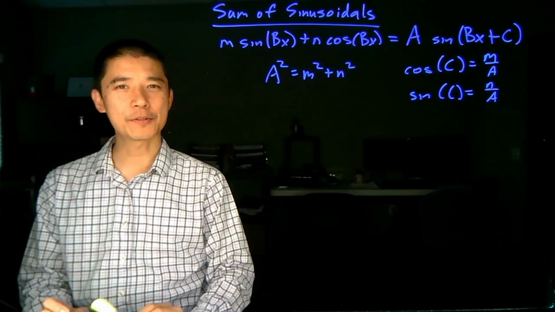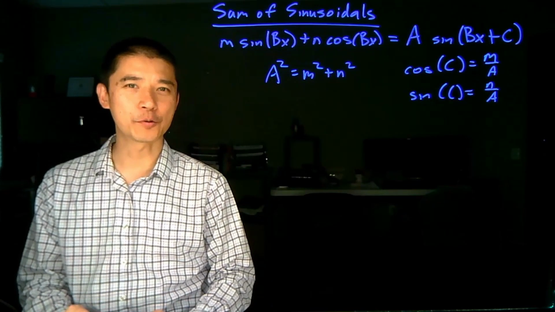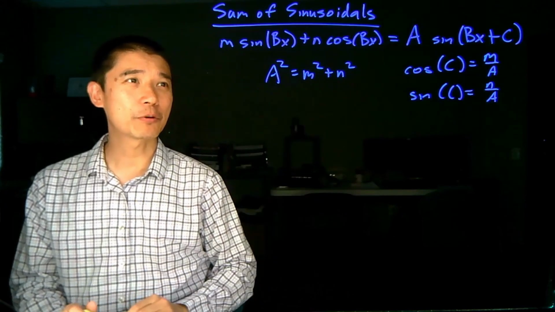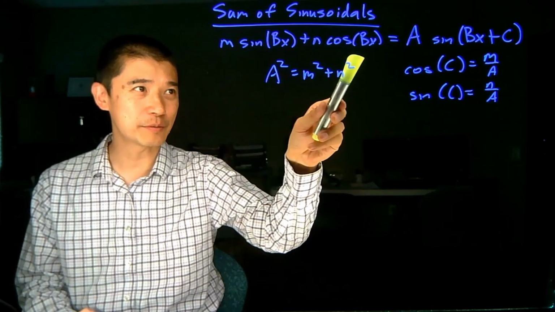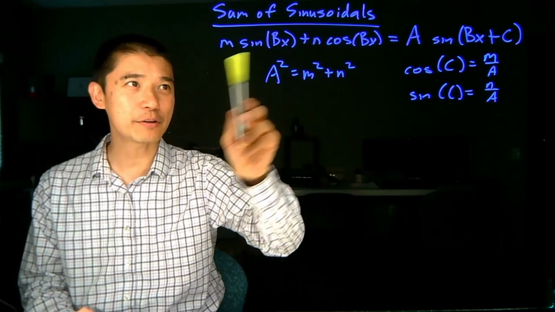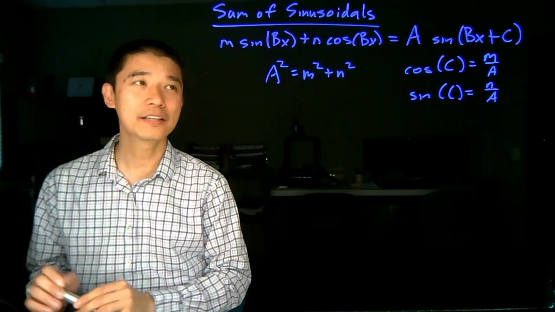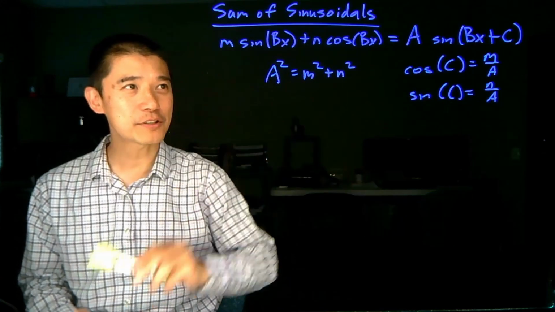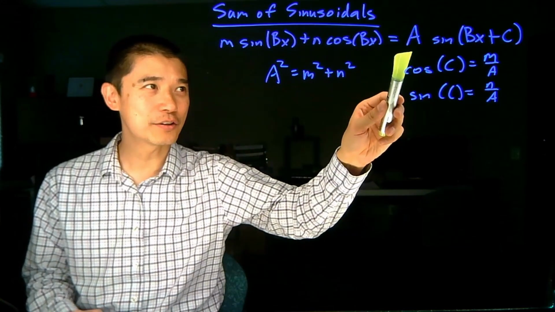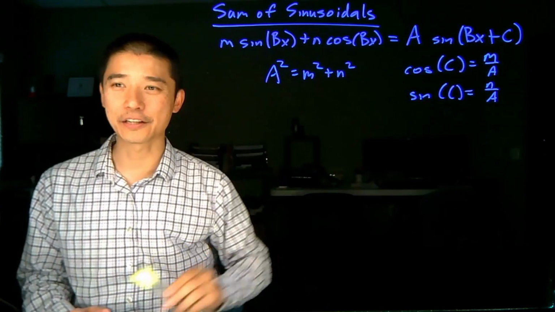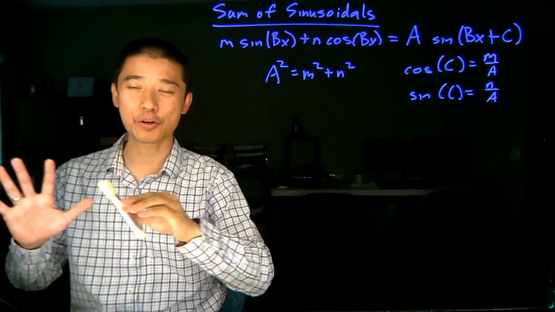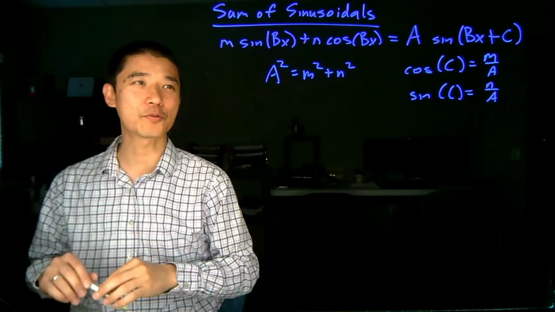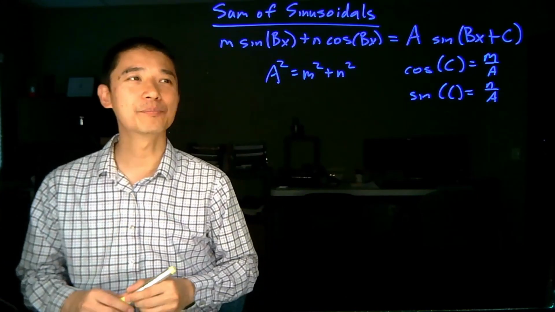We're going to look at a specific application of the sum of angles formulas. Specifically, we're looking at combining two sinusoidals, sine bx and cosine bx. The important thing here is that the period of both of these is the same. It turns out that when you have a sum of sines and cosines like that, you can actually write it as a single sine term. These are the formulas that you need to use, but we're going to show you the logic behind these formulas, and then we'll do an example.